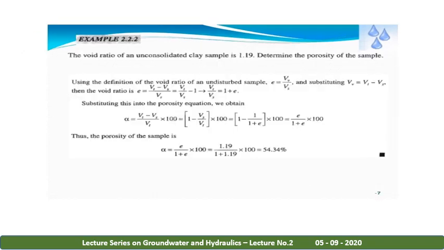We can take an example here. The void ratio of an unconsolidated clay sample is 1.9; determine the porosity of the sample. We can work through this particular example.